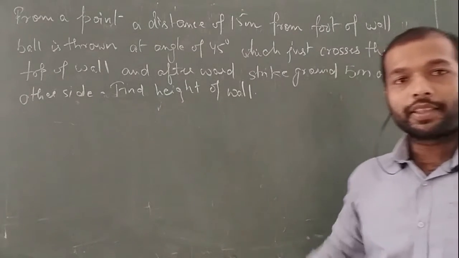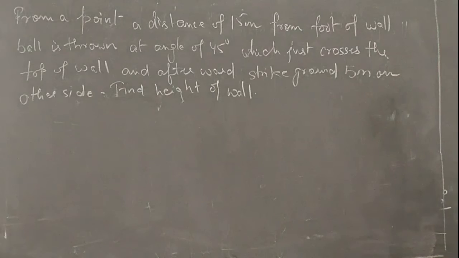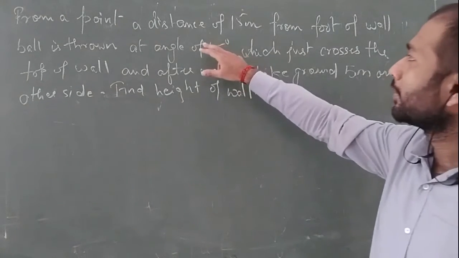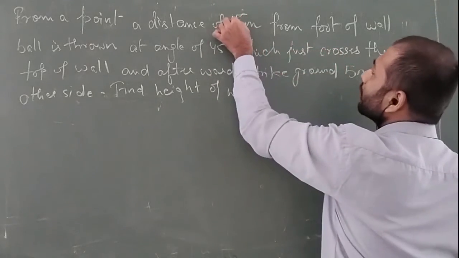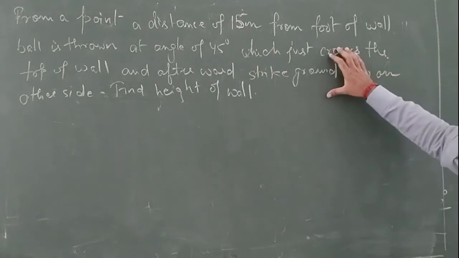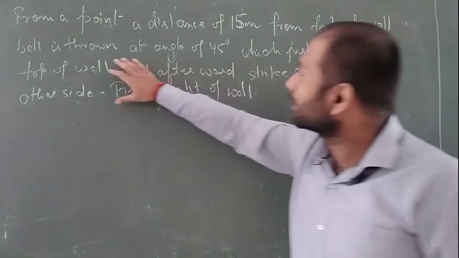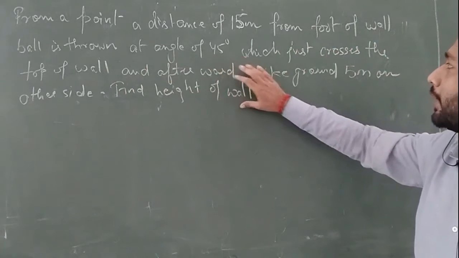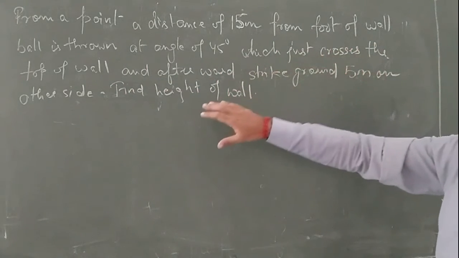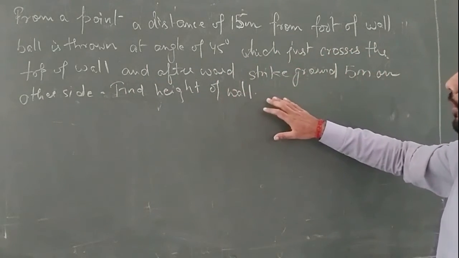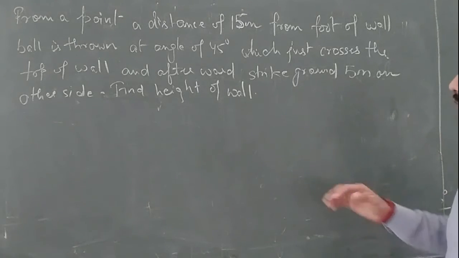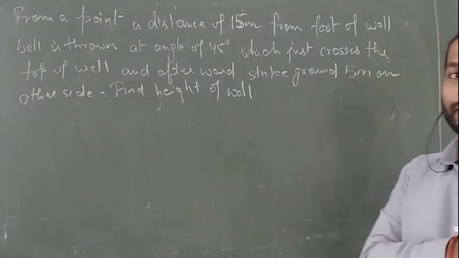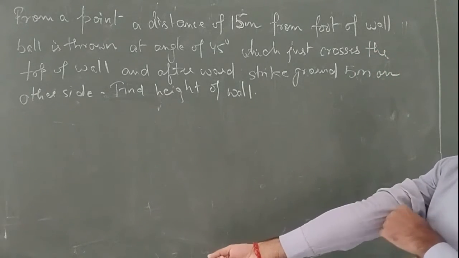Okay, students, this is the next question that you are watching on the board. So let's read the question first. The question is: from a point at a distance of 15 meters from the foot of a wall, a ball is thrown at an angle of 45 degree, which just crosses the top of the wall, and afterward it strikes the ground 5 meters on the other side. We have to find the height of the wall. This question is very important.